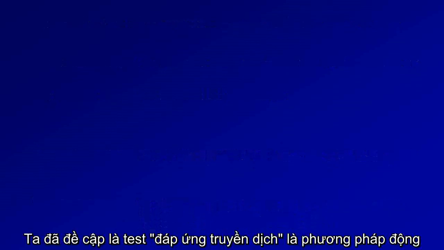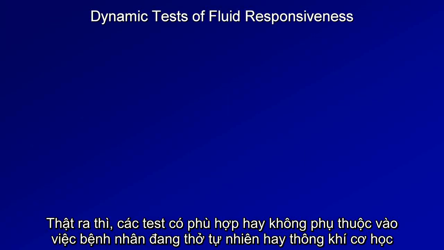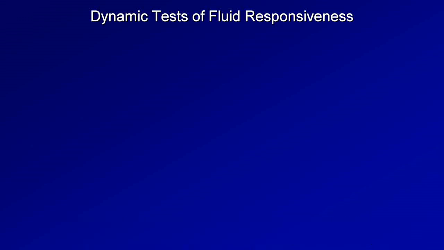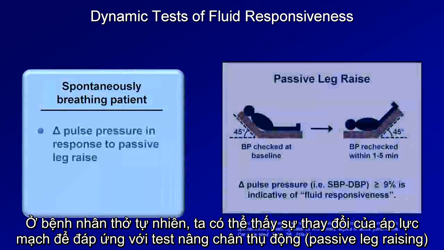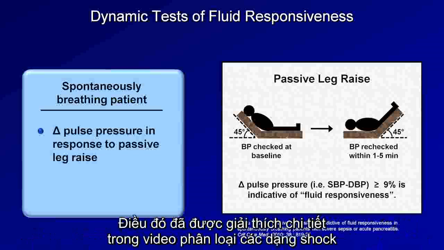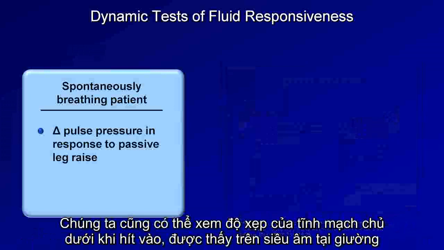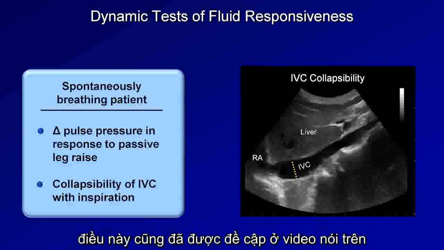I mentioned that tests of fluid responsiveness are dynamic. What are some examples of that? Well, the appropriate tests depend upon whether the patient is spontaneously breathing or is being mechanically ventilated. In the spontaneously breathing patient, we can look at the change in pulse pressure in response to passive leg raise. That was explained in some detail in the video on recognizing shock subtype. We can also look at whether or not the IVC collapses with inspiration, as seen on bedside ultrasound, which was also explained in the aforementioned video.